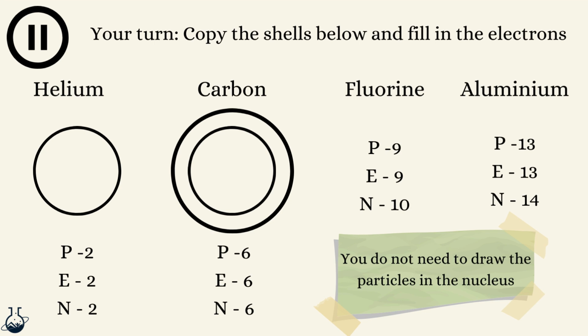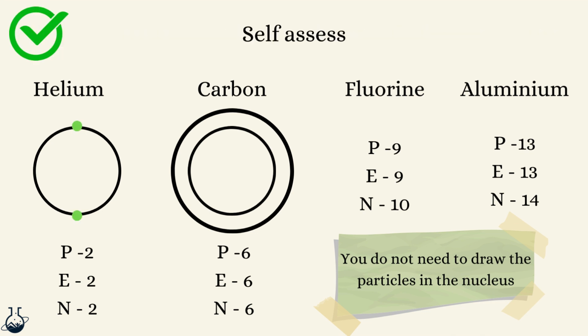It's time to mark our work. Give yourselves a tick if you got it correct, or annotate your work so you know for next time. We've been told helium is an atom that has 2 electrons. We just need to add these 2 to the inside shell like so.